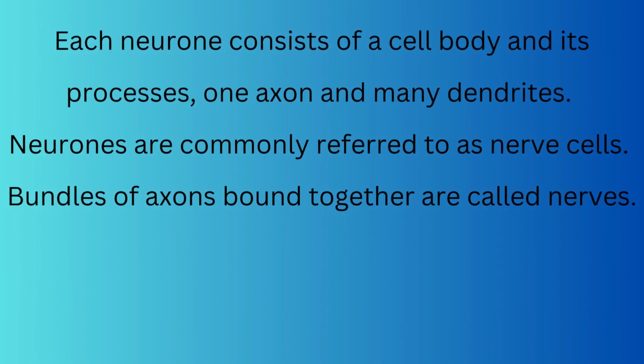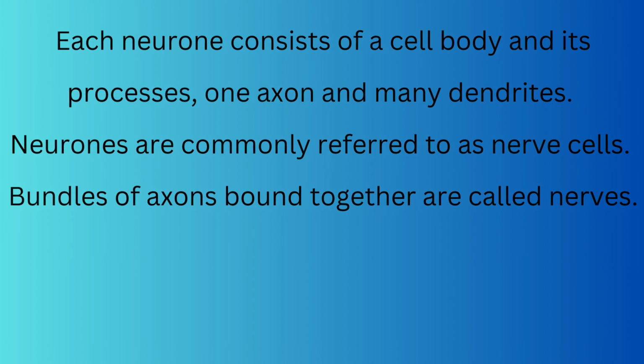Each neuron consists of a cell body and its processes, one axon and many dendrites. Neurons are commonly referred to as nerve cells. Bundles of axons bound together are called nerves.